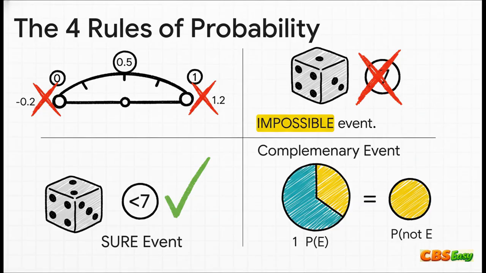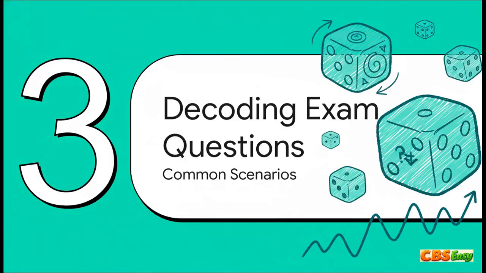A probability of 0 just means it's impossible, like rolling a 7 on a 6-sided die. A probability of 1 means it's a sure thing, like the sun rising tomorrow. And here's a great shortcut. The probability of something not happening is just 1 minus the probability that it does happen. This little trick can be a huge time saver. Okay, enough with the theory. Let's get our hands dirty and apply this formula and these rules to the exact kinds of problems you're going to see on your exam.